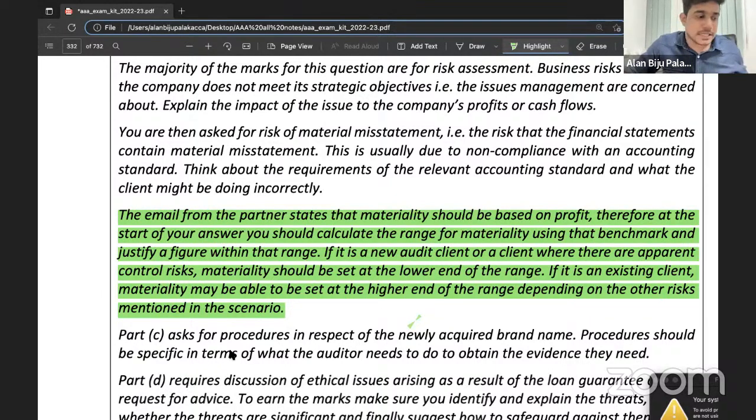So, is it clear, guys? Still here? So, we have discussed the business risk, the introductory paragraph, and the way in which we need to calculate the materiality and show it within the answer. So, this is what we have covered just now.